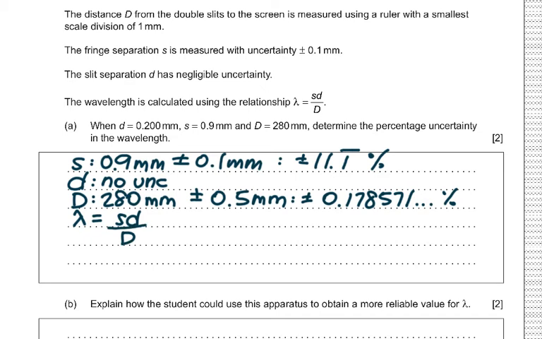That's the little s, the fringe separation, times the slit separation divided by the distance from the slits to the screen. And of course, the slit separation has no uncertainty, but the fringe separation does, and the distance to the screen does. So since I'm doing products and quotients, multiplying and dividing, I'm going to be converting to percentage uncertainty, and whether you multiply or divide, you always add percentage uncertainty. And so my wavelength uncertainty is 11.3%.